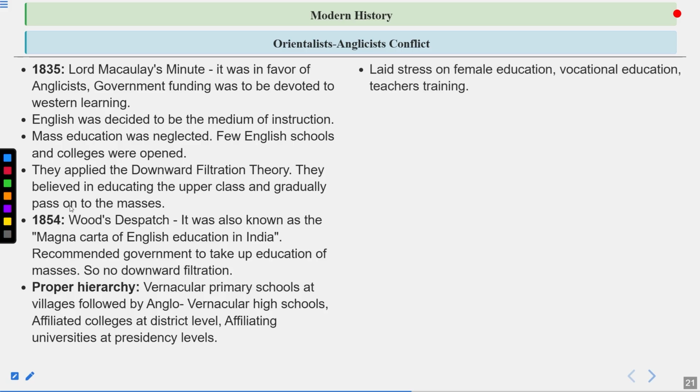Laid stress on female education, vocational education, teachers training. Education imparted in government institutions should be secular.